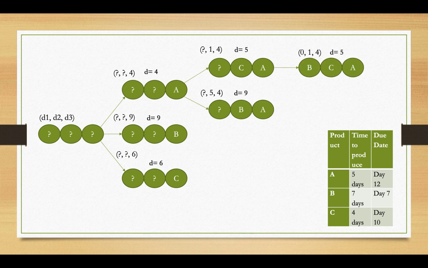After that, now we can find the solution to our problem. The solution is to produce product B first, product C second, and product A last, which gives a total delay time of 5 days only.